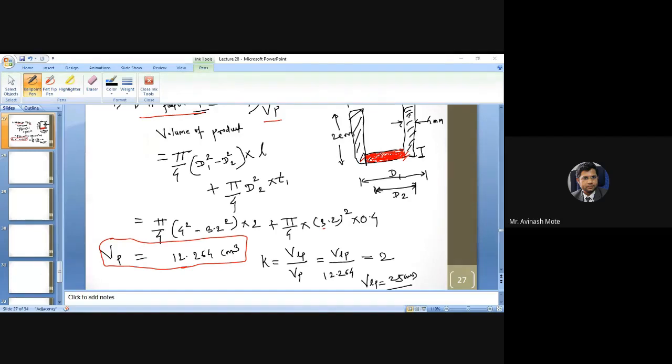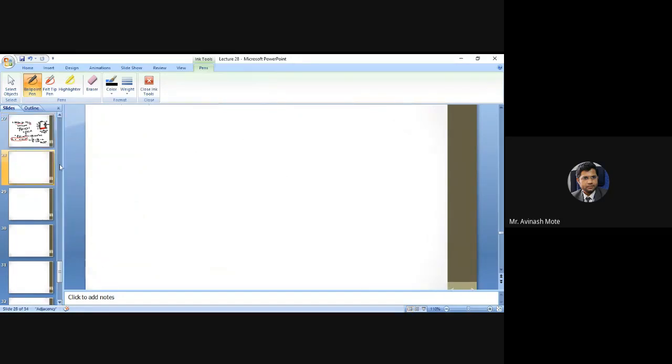Okay, 1.1 or 1.2, we'll take it as 1.2. If you take 1.1 or 1.15, that will not be a mistake again. Your answers will just vary. So we'll take this as 1.2 into K into volume of product. So 1.2 into K is equal to 2. Volume of product is 12.264 centimeter cube. Got it?